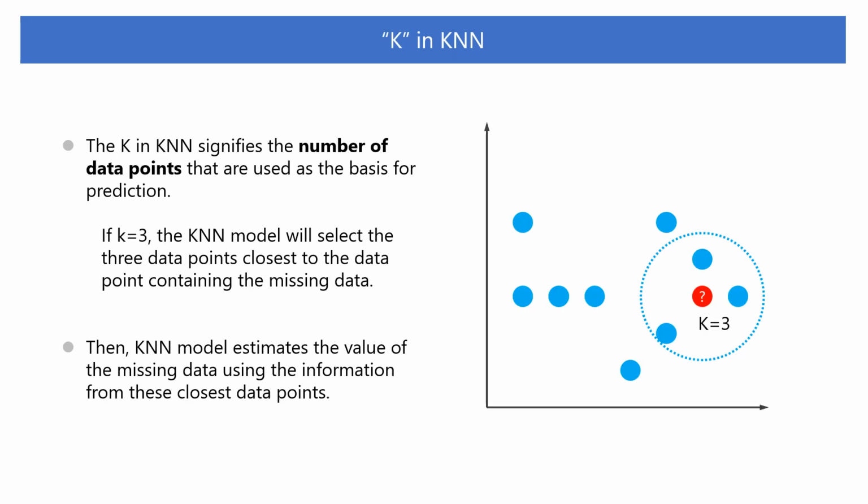The K in KNN signifies the number of data points that are used as the basis for the prediction. For example, if K is set to 3, the KNN model will select the 3 data points that are closest to the data point containing the missing data. That is, the 3 data points with the highest similarity. The KNN model will then estimate the value of the missing data based on the information from these 3 closest data points.